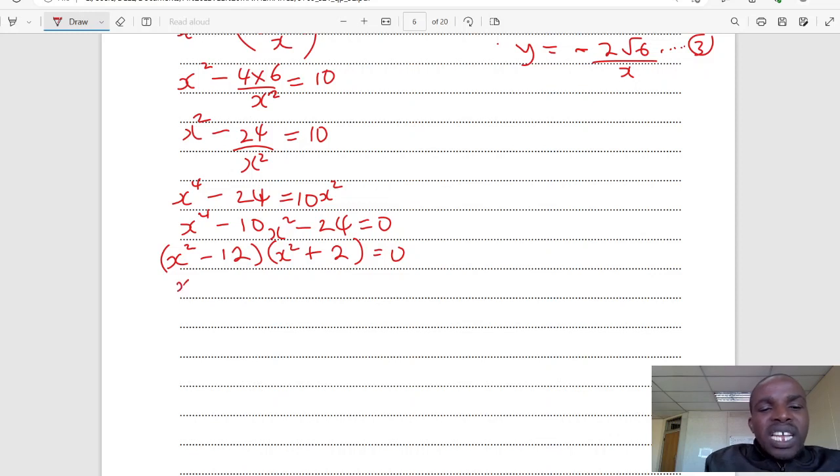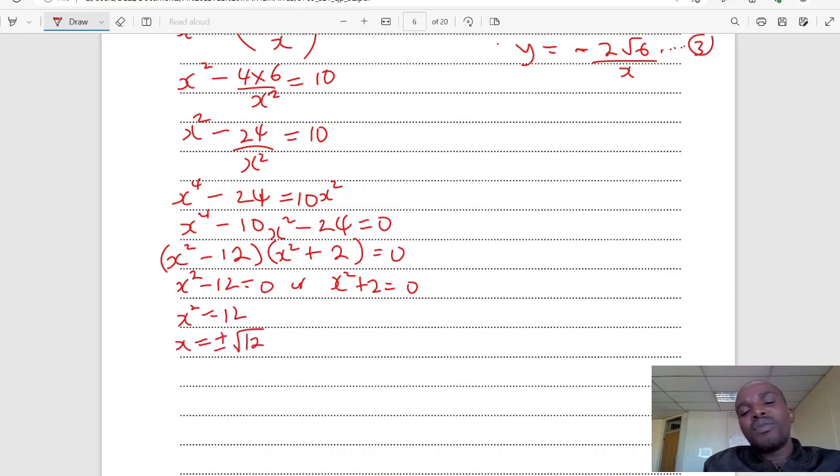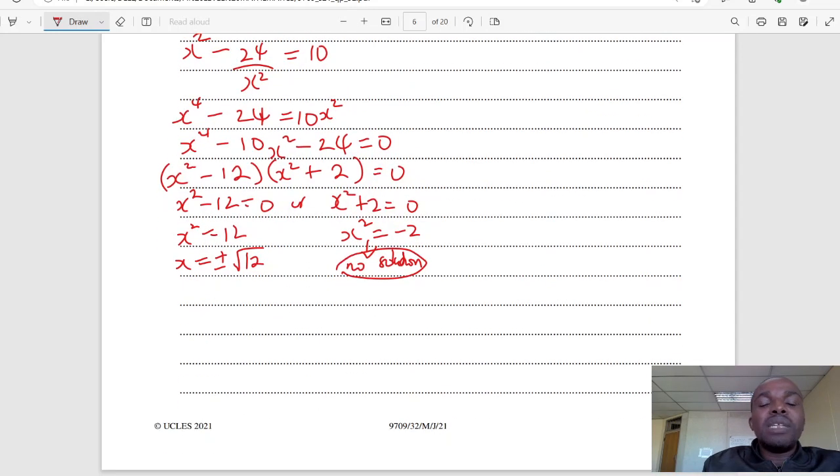So it's either x squared minus 12 is equal to 0, or x squared plus 2 is equal to 0. Then x squared is equal to 12. From this you get x is equal to plus or minus root of 12. Then from this you get x squared is equal to negative 2. The square root of a negative number will actually be complex, right? So you don't take this part. For this part you say no solution, because it's imaginary. It will give you square root of negative 2.